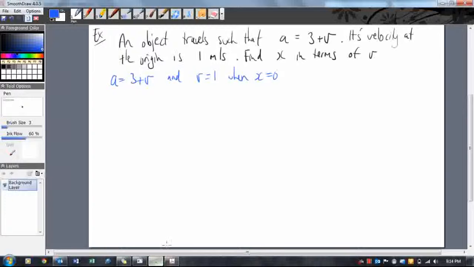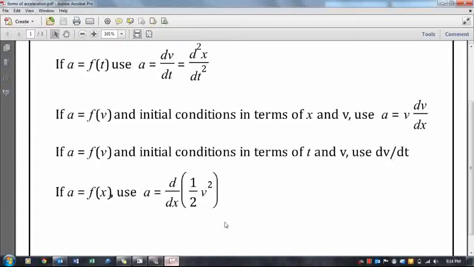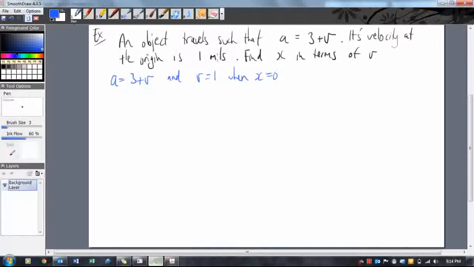So a is a function of v, and we've got v and x as our initial condition. So I've got v and x up here. This is the form that you should use here: a equals v dv dx. So what we want to do is change a to v dv dx is equal to 3 plus v. And you'll see that this looks good because the entire thing is just v's and x's, which is nice. If we solve this, we'll get x in terms of v. We'll get some sort of equation. That's what we're trying to do here.